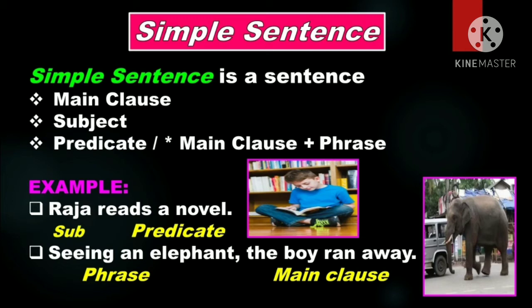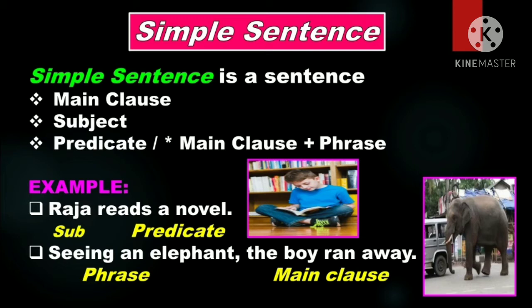Look at the second example. Seeing an elephant, the boy ran away. It is a sentence that consists of only one main clause with a phrase. You know already what a phrase is, right? So, a phrase is a sequence of two or more words without a finite verb. Here, seeing an elephant is a phrase and the boy ran away is the main clause.